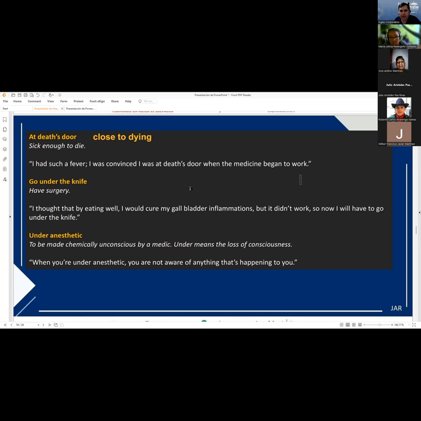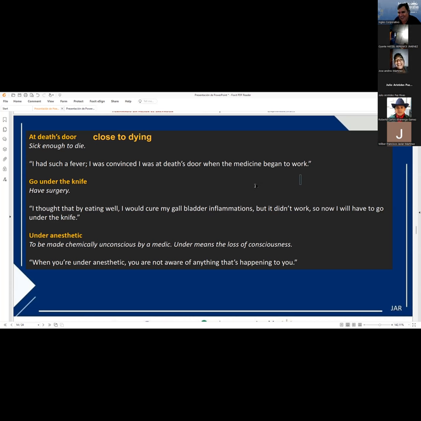Go under the knife. Teacher, have surgery. Yes, go under the knife. Who uses a knife? The doctor. Like, to operate, yeah. To cut. Okay. What's the name of the knife that the doctors use to operate? Bisturi. Scalpel, right? Scalpel is a scalpel, so go under the knife, go under the scalpel. But go under the knife, they are saying that the doctor is carnicero, right?